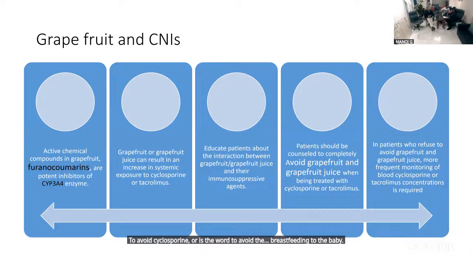Now, we all remember grapefruit juice. With grapefruit juice, we should not use CNIs because grapefruit has an element known as furanocoumarins, which are potent inhibitors of the CYP3A4 enzyme, and that is the reason patients should be instructed not to take it with grapefruit juice. Obviously, we should remember there is a difference between grapes and grapefruit. These two are different fruits.